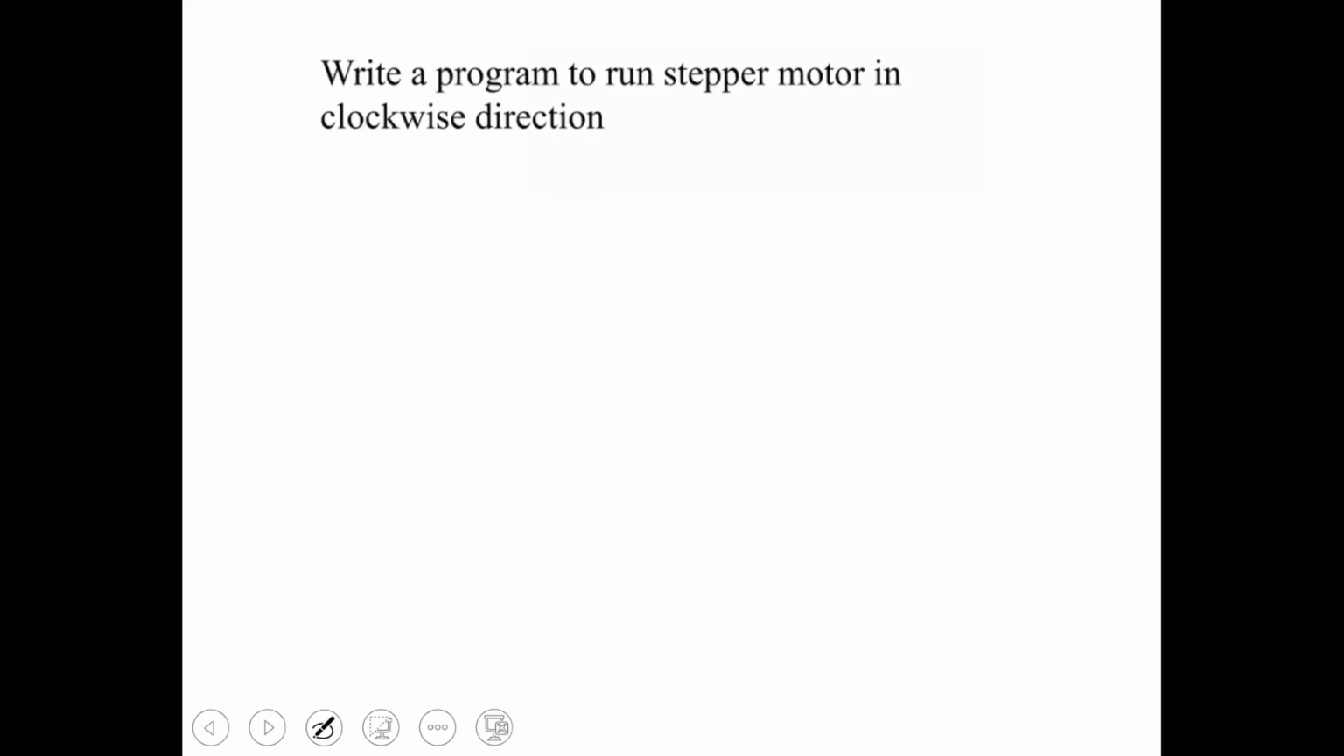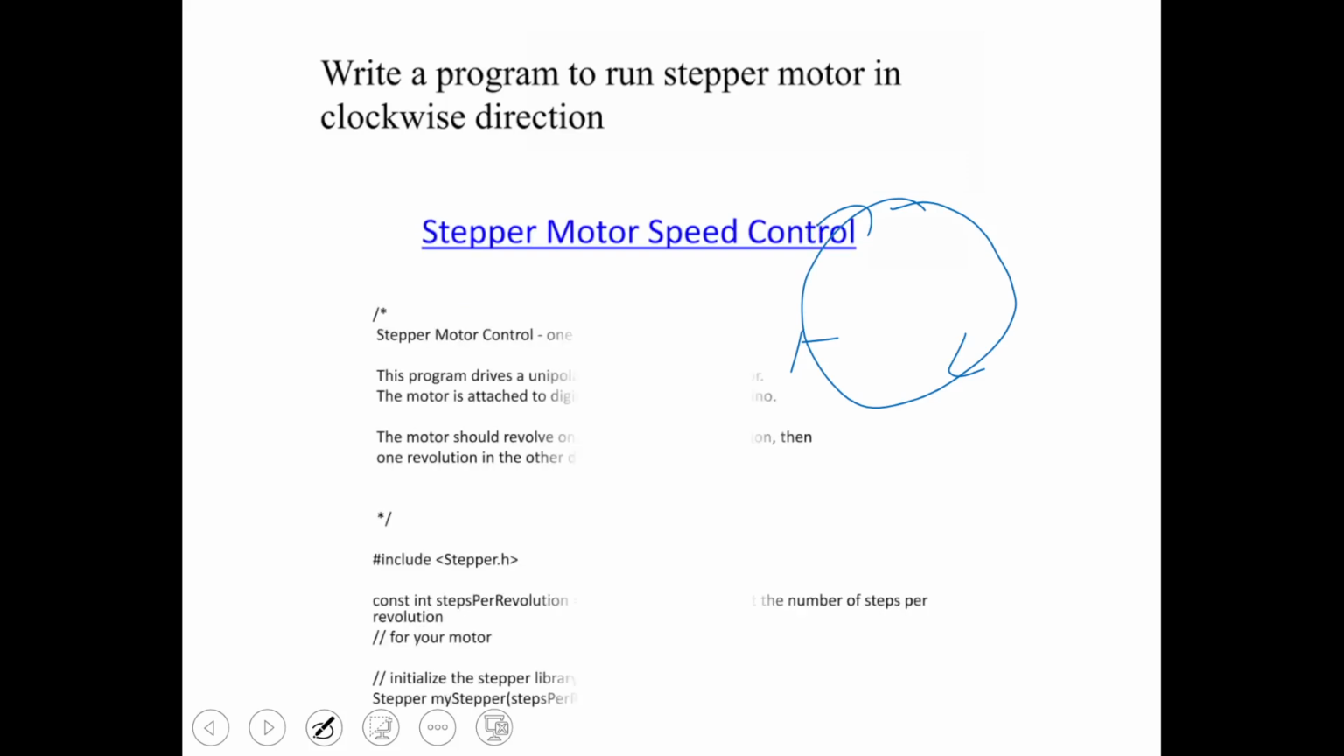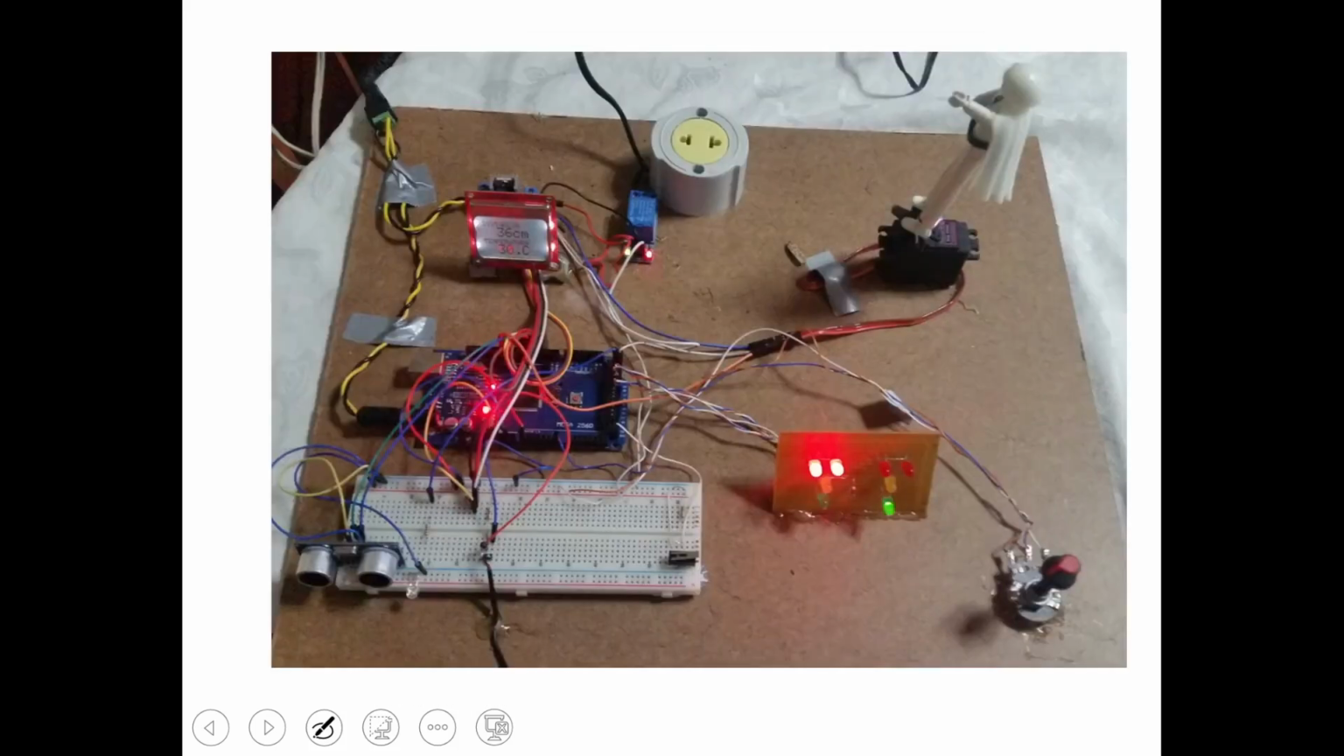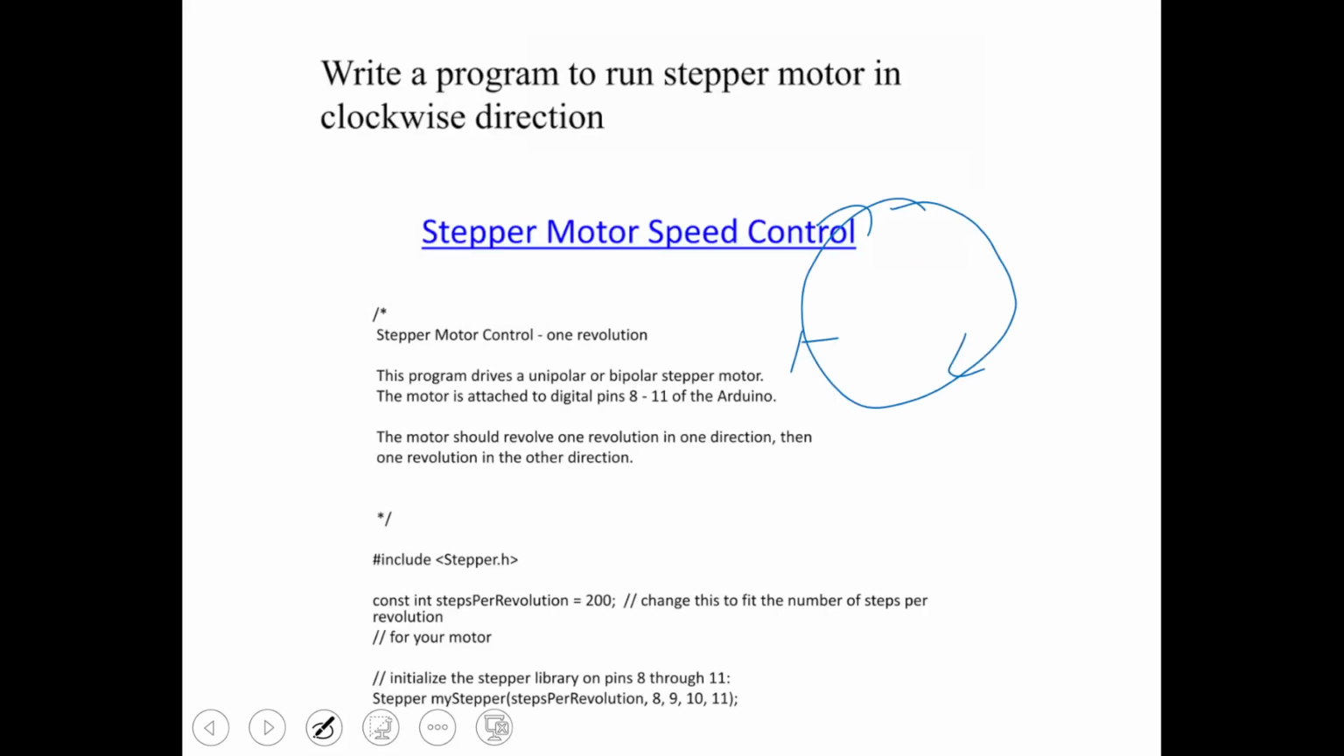You have to write a program to run a stepper motor in the clockwise direction. Your motor moves in this clockwise direction. You have to integrate the stepper motor through the Arduino and write the program so that the stepper motor connected to the Arduino board moves clockwise. Stepper motor speed control is one revolution. This program you have to include. Okay, so this is the program.